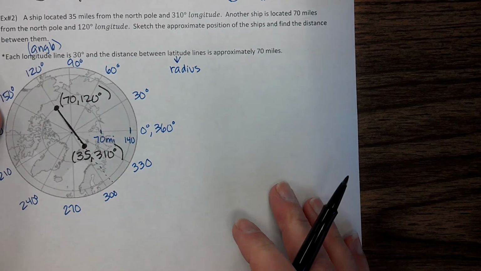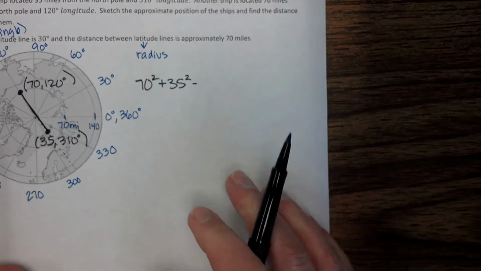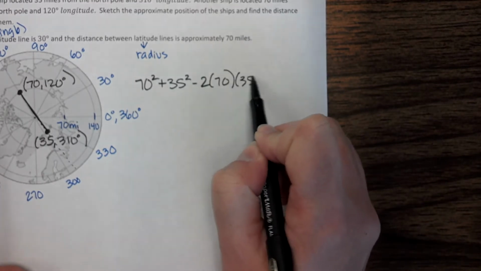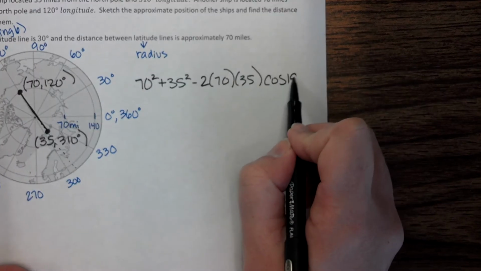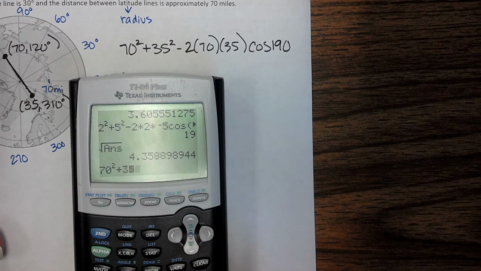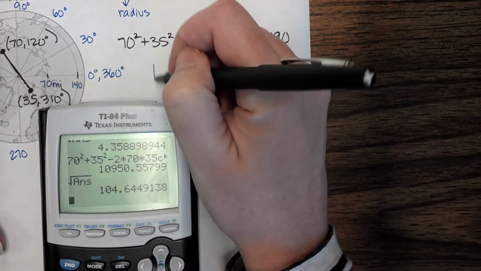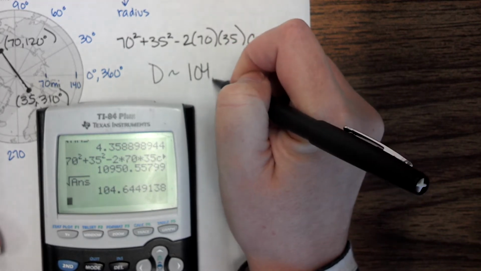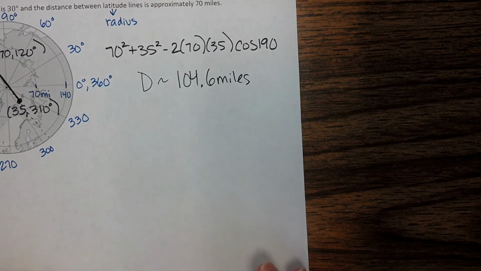Alright, so now we're just going to plug it into our formula. First radius squared, doesn't matter. I have to subtract 310 minus 120, so that gives me 190. Alright, type it in. So square root that. So my distance is approximately 104.6. Our units in this one are miles.